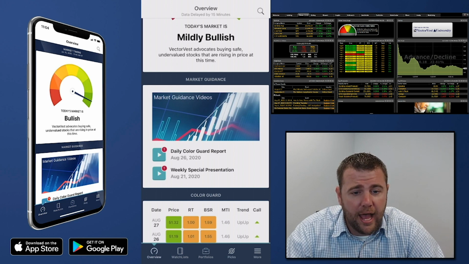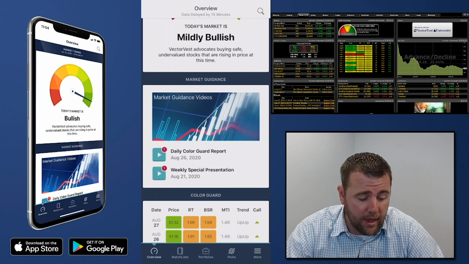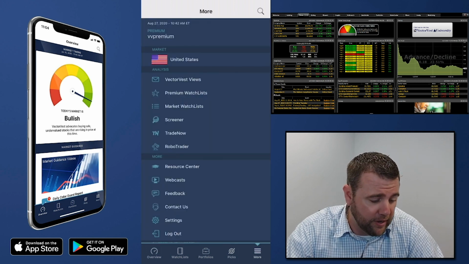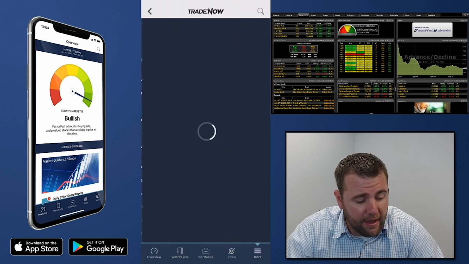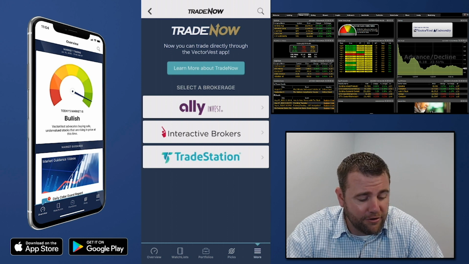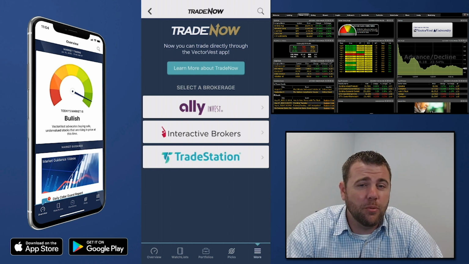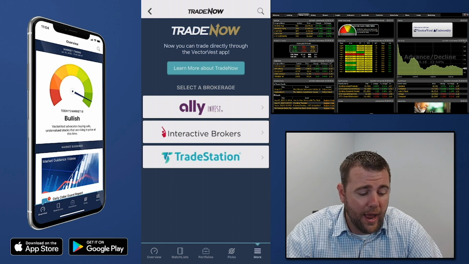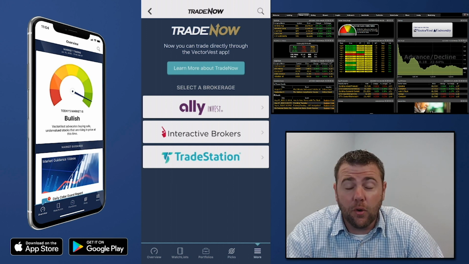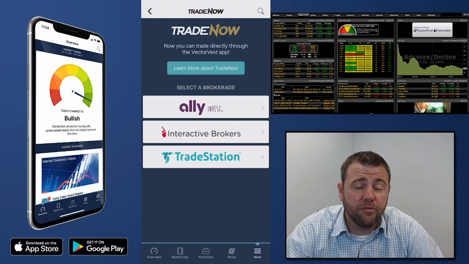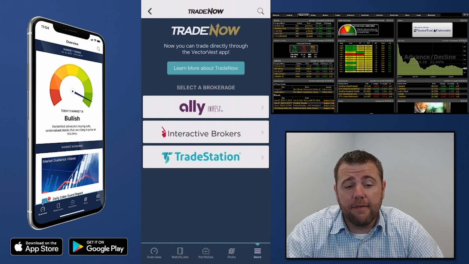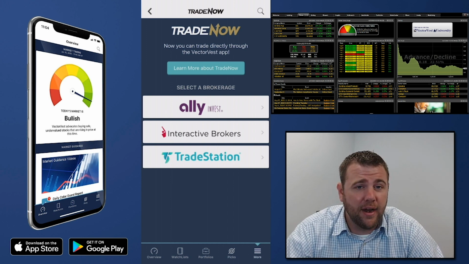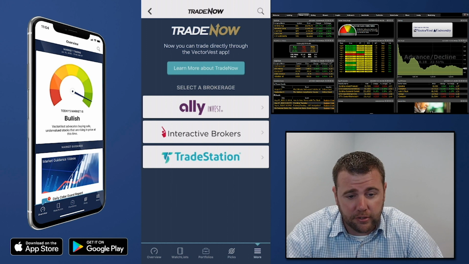Can you use the app to buy stocks? Yes. As long as you have, if we go to the more section, you have the Trade Now functionality: Ally, Interactive Brokers, or TradeStation. If you're in Canada, we also have Questrade. But if you have any of these brokers, or if you don't have a broker yet, you can sign up for one through this, and that will give you access to be able to place your trades right through the mobile app to your brokerage.